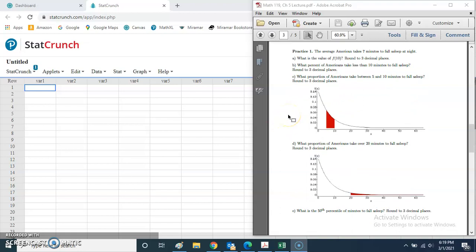So I'll just go to practice number one. An average American takes 7 minutes to fall asleep at night. In part A, they asked about f of 10, right? Well, that's not something we can do in StatCrunch. We're going to skip right on to B, where we're asked about a probability, or the way it's phrased here, a percent. What percent of Americans take less than 10 minutes to fall asleep?